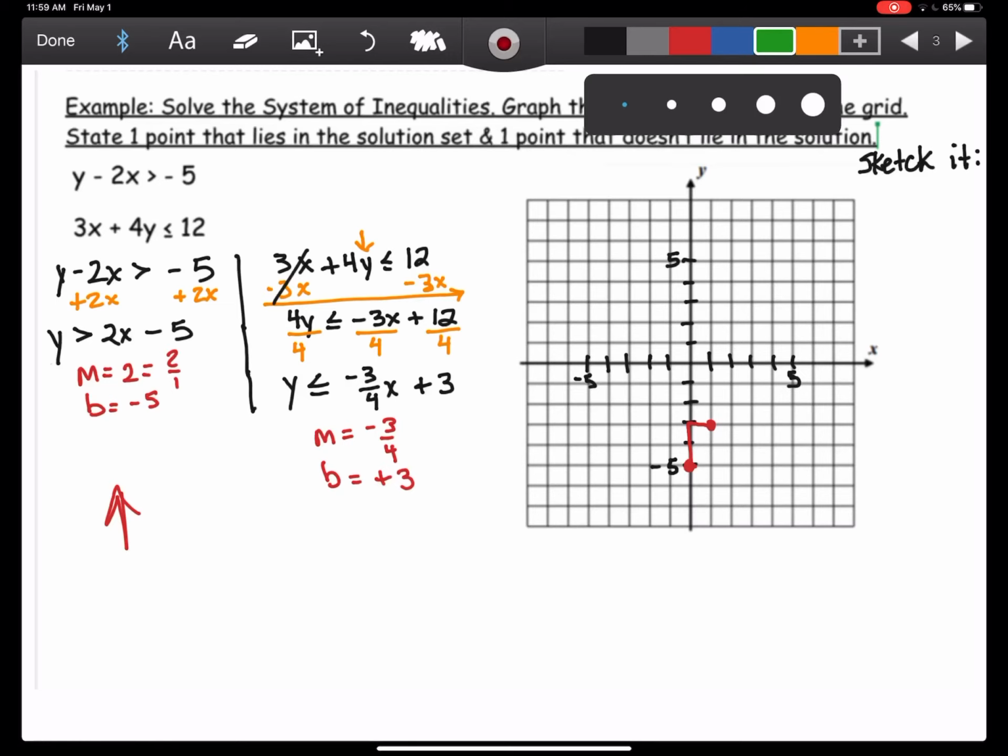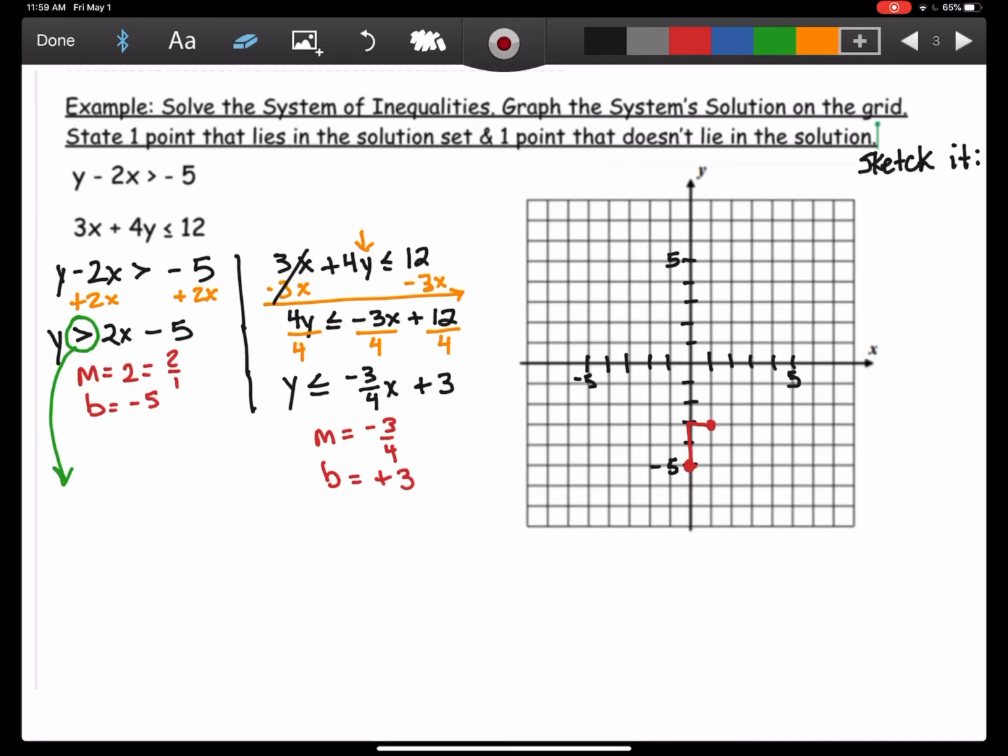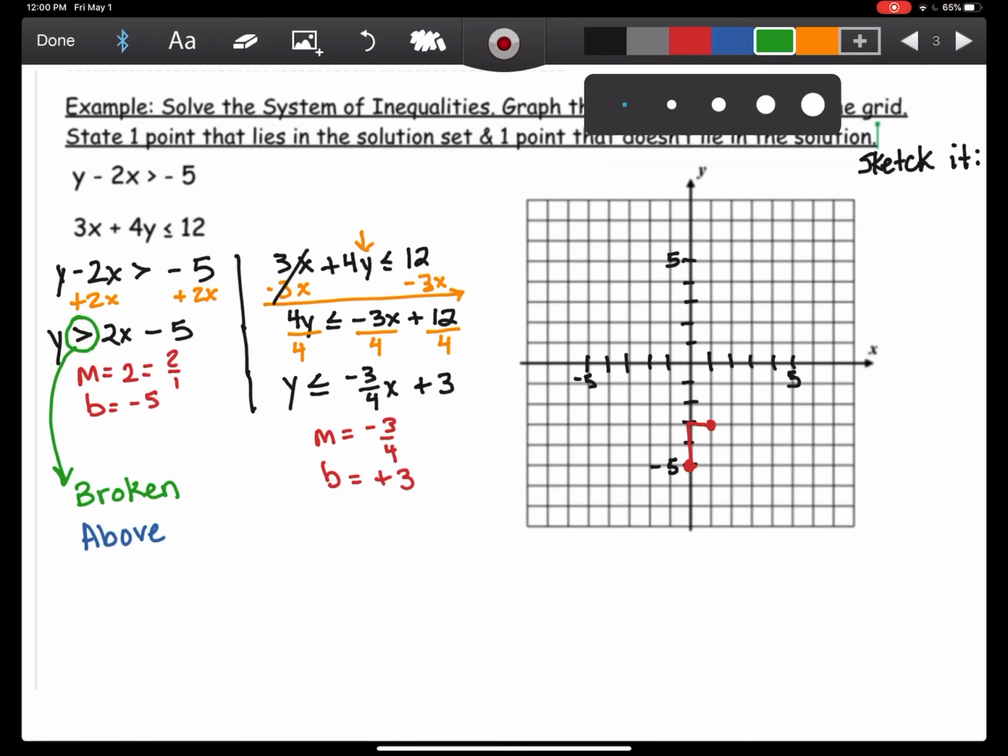And that comes down to this inequality. So this inequality tells me broken line, and it also tells me where to shade. So I'm going to shade above or below, and the answer is above. Okay? All right, so I'm going to draw my line as best as I can. It's going to be a broken line.